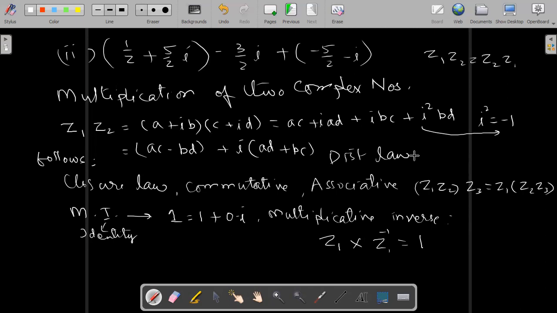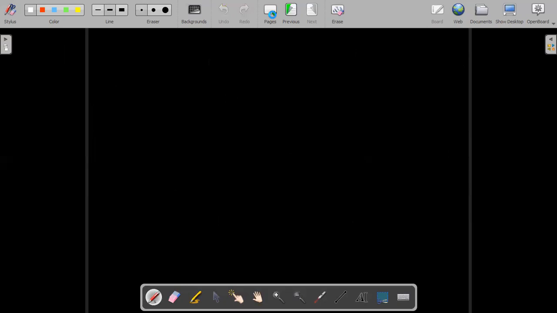Distributive law means distribution of multiplication over addition. Z1 plus Z2 into Z3 will be equal to Z1 Z3 plus Z2 Z3. Like this, the law is followed. And the multiplicative inverse we will find later on by some other formulas also, but as of now, we can do it by simple calculation.